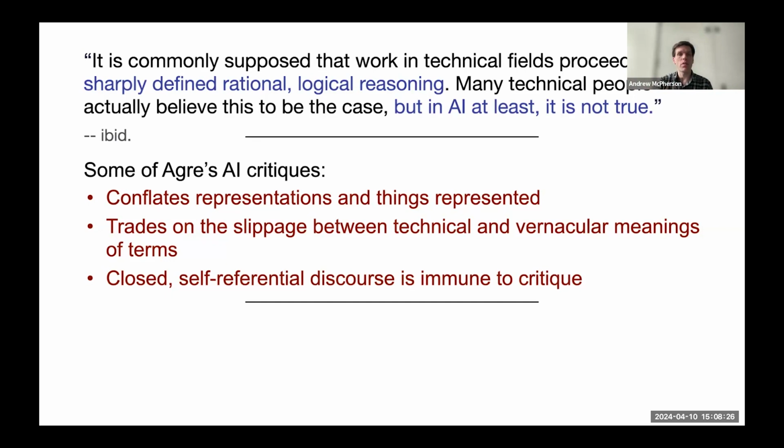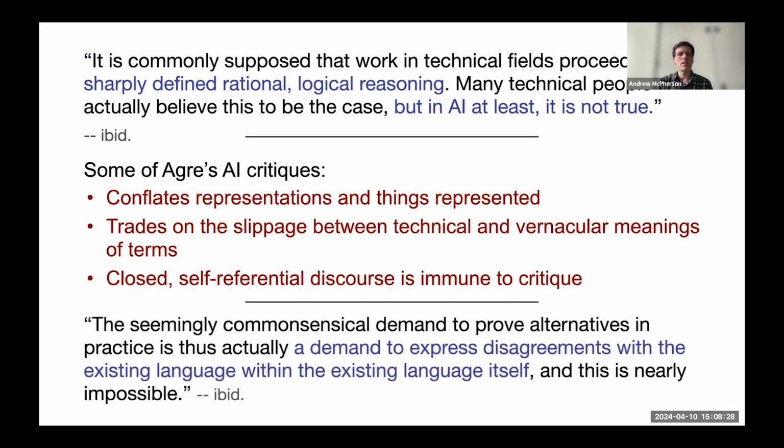And that the whole thing is rather closed and self-referential, such that he says that basically the seemingly commonsensical demand to prove alternative practices is actually a demand to express disagreements with the existing language within the existing language itself, and this is nearly impossible.